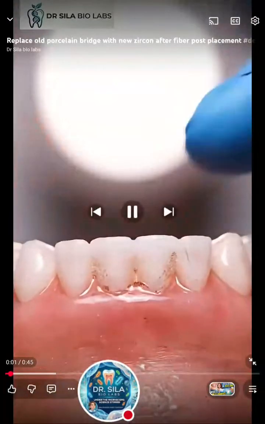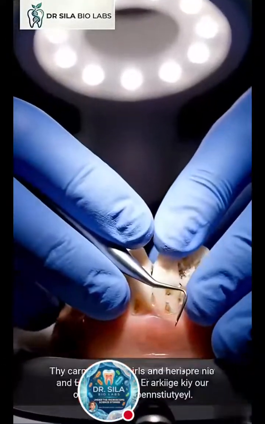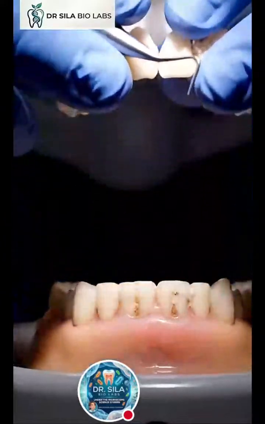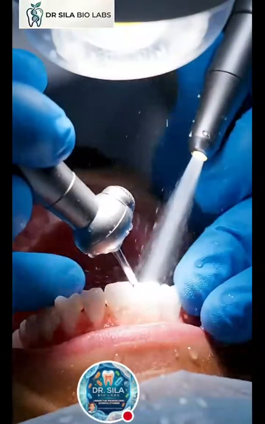Years of function have taken their toll on this old porcelain bridge. Today, it will be replaced with a modern zirconia restoration. The existing bridge is carefully removed, exposing the supporting teeth underneath. The canals are cleaned to create space for internal reinforcement.